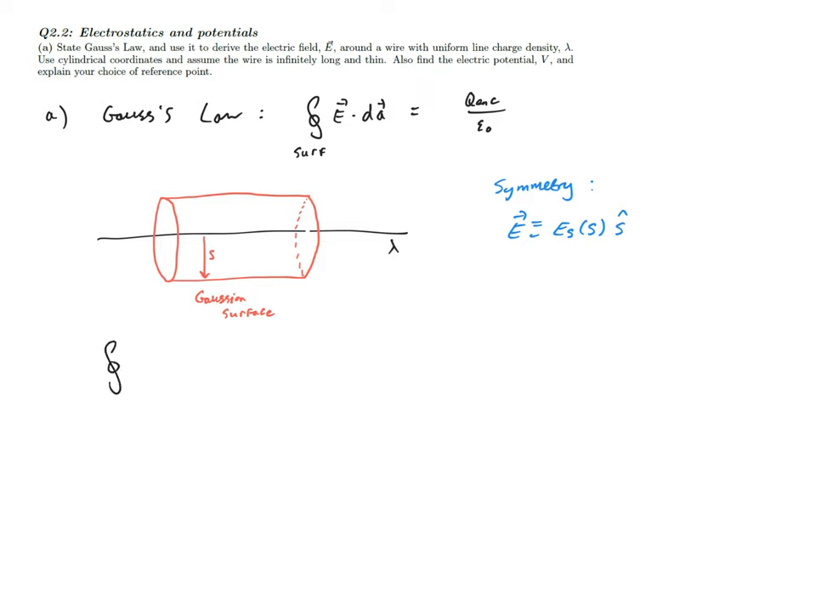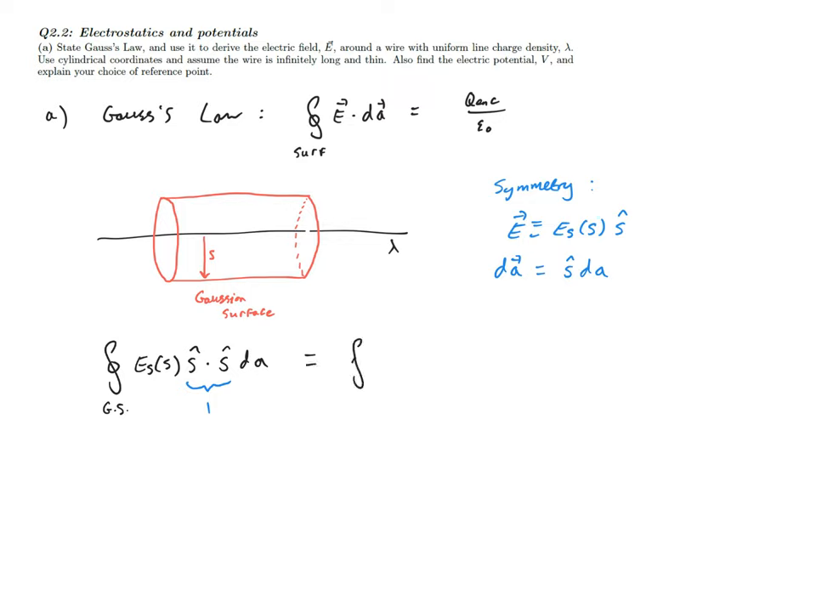We have to take the integral around this Gaussian surface of the electric field, and then we have to dot this electric field into the vector area dA. However, the direction of that vector area dA is also radial. So let me add that to our symmetry list here, that dA vector is equal to S hat dA. The vector normal to the surface at every point is S hat, the unit vector. Good. And then in this equation here, of course, we see S hat dot S hat. They're both unit vectors, so that's equal to 1.